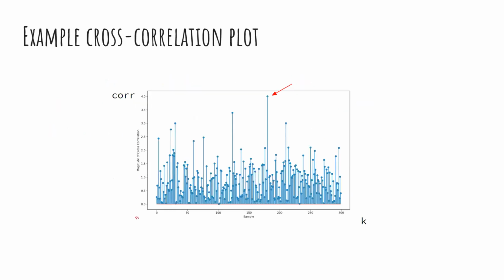There are also variants of this, like circular and periodic cross correlation. You can take a look at the notes. They're similar ideas, just slight variations. Here's an example cross correlation plot, where on the bottom we have the values of k, our shifts, and on the y-axis the dot products, the correlation values. We're basically looking for the peak. According to this plot, it's most likely that our signal was received around 180, something like that.